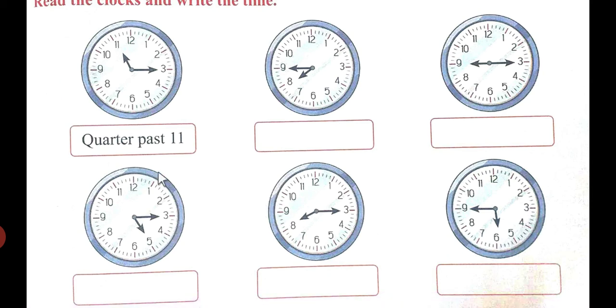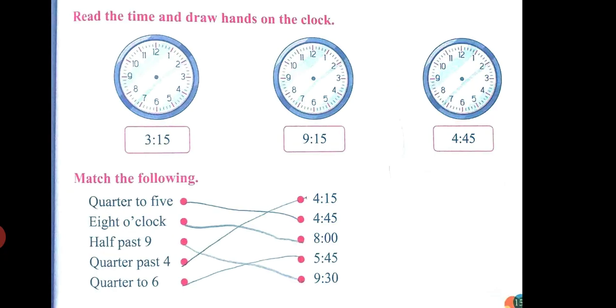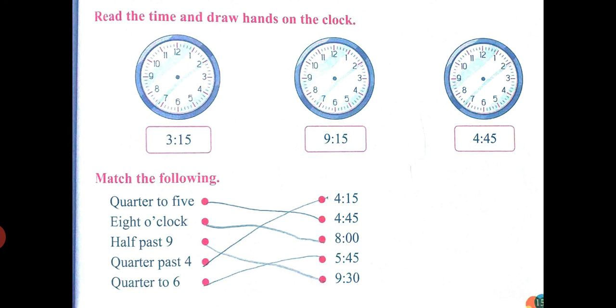So you write the answer here. 11:15. This is 7:45. This is 9:15. This is 5:15. This is 8:15. And this is 5:45. Yes, I have done the exercise for you.